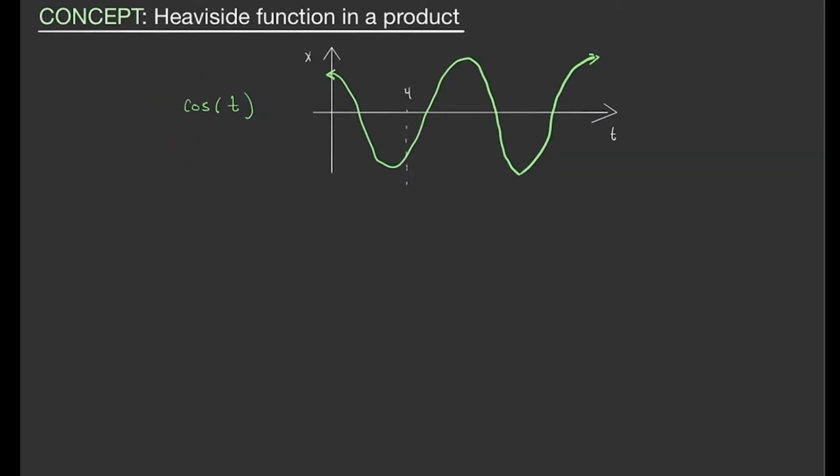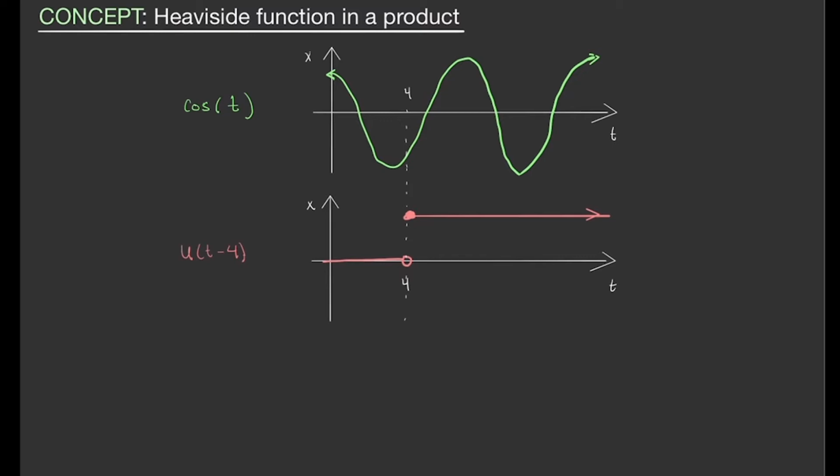Suppose you have a function such as cosine of t. A graph of that might look something like this. If you then also have a function, let's say the Heaviside function, where we shift it by 4, so that the point at which it jumps up from 0 to 1 is when t is equal to 4.